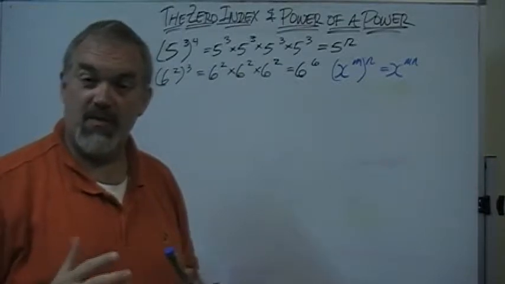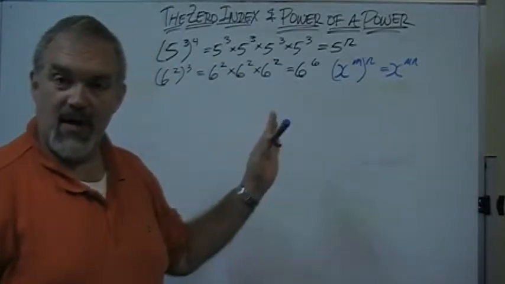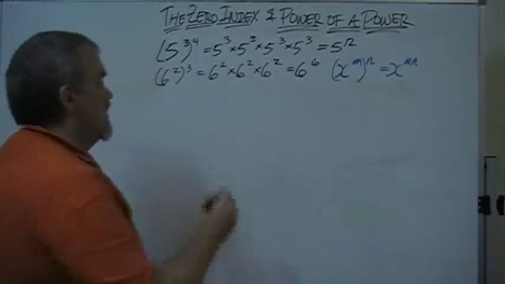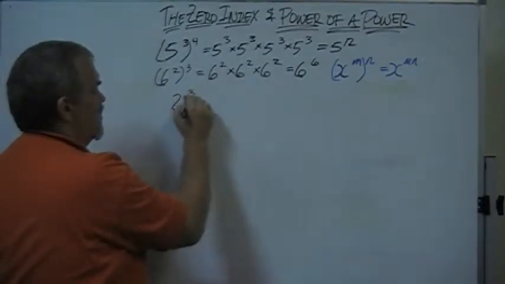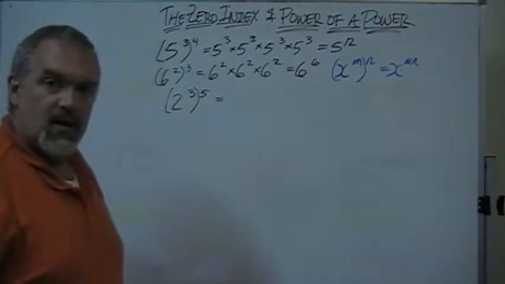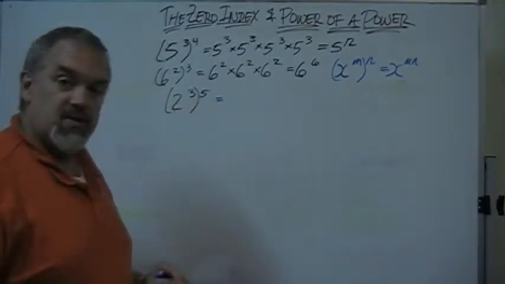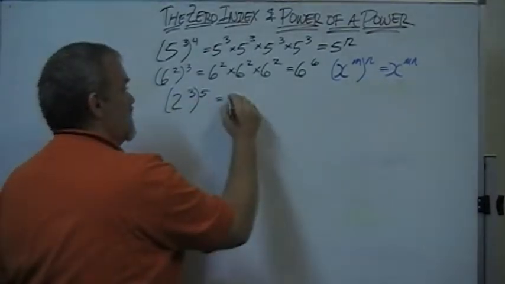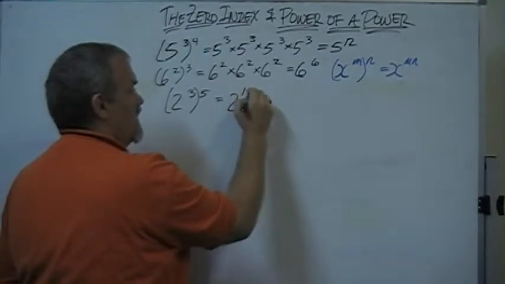Now, let's use a couple of examples without the expanded part in the middle. See if you can do these. 2 cubed to the 5th is equal to what? How do we do it? We multiply those two exponents together and we get 2 to the 3 times 5 is 15.